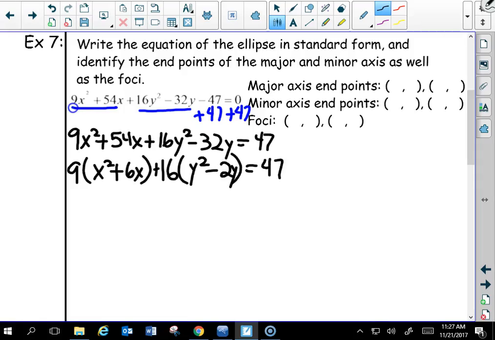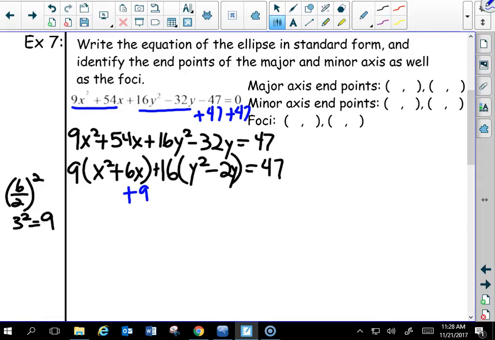Sorry, that's 2y there. Okay, completing the square on x squared, my b is 6. I'm going to add 9 to both sides. Now, here's the tricky thing. I'm adding a 9 and it needs to go inside those parentheses.